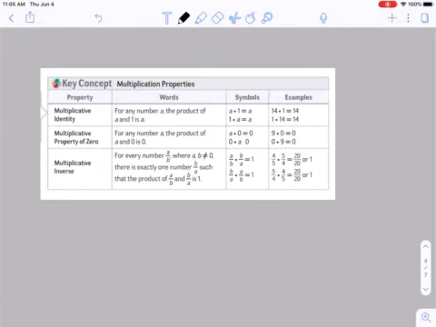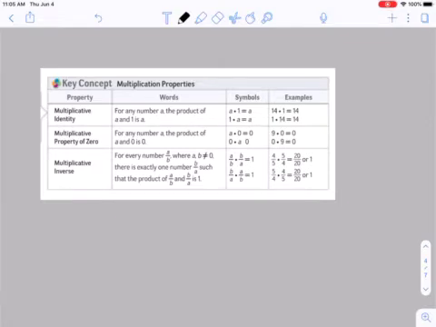Multiplicative identity is basically if you multiply anything by 1. If you multiply anything by 1, it doesn't change it. So this is similar to the additive identity. With additive identity, the only way that happens is if you add 0. Multiplicative identity is when you multiply by 1. Similarly, there is a multiplicative property of 0. So think about it. What happens when you multiply anything by 0? It makes it 0. So that's a useful property from time to time.